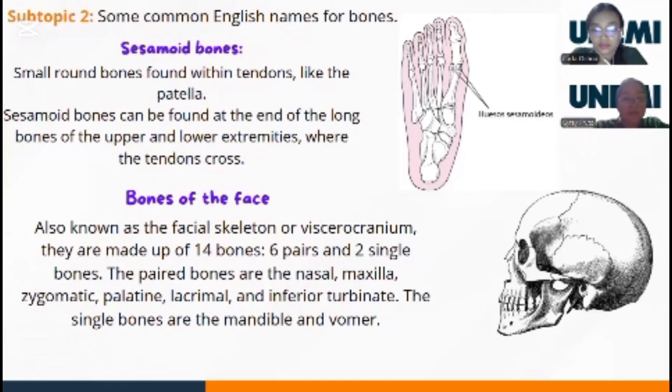bones, 6 pairs and 2 single bones. The paired bones are the nasal, maxilla, zygomatic, palatine, lacrimal, and inferior turbinate. The single bones are the mandible and vomer.